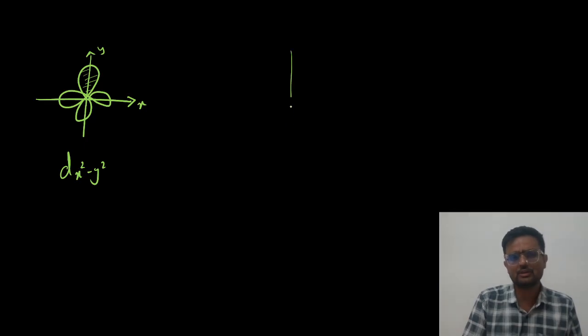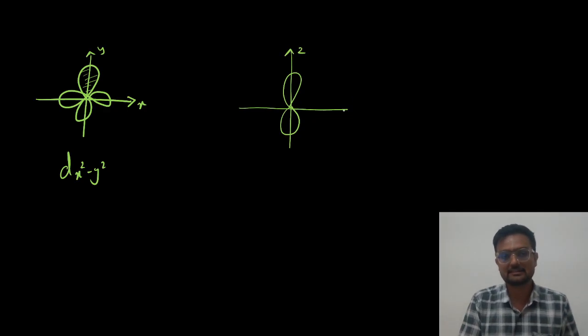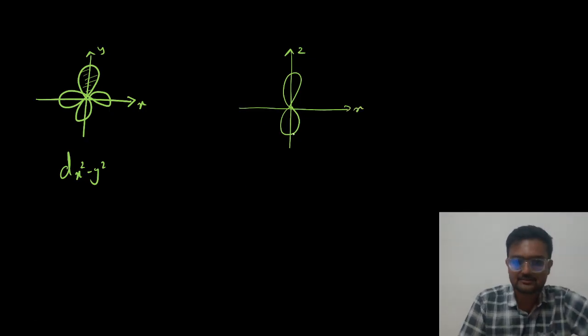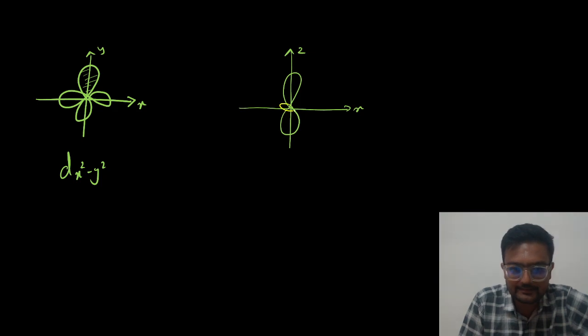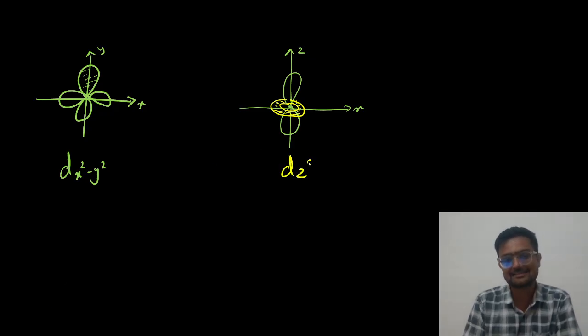Similarly, we have one more d orbital. The last one is the dz square orbital. It's very difficult to draw it in a plane, so I'll try to explain it like this. Let's say this is my z-axis, this is my x-axis, and there will be a ring present on the xy plane, something like this. So here you have electron density on this xy ring and then on the z-axis. So this orbital is called dz square.